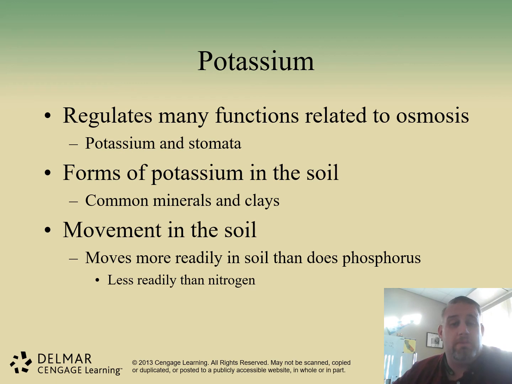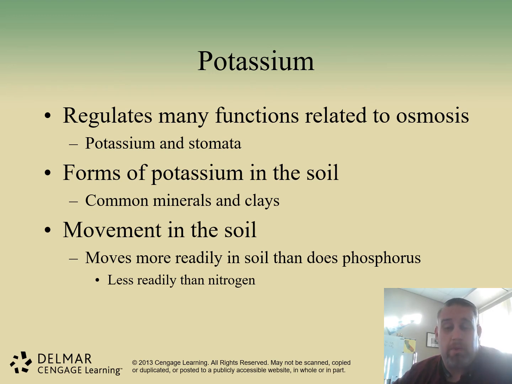And then potassium helps to open and close the stomata, and it regulates the osmosis process. These can be common minerals in clays. You have muriate of potash, which is the most common form of potassium. This is very easily moved within the soil, but not quite as easily as nitrogen, but is not as big an issue as the phosphorus. And it's also really easy to keep potassium in the soil if you have adequate potassium.